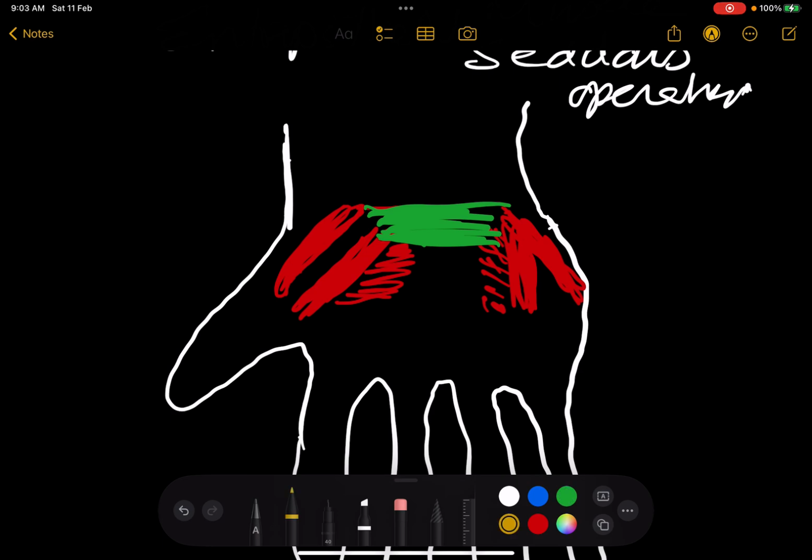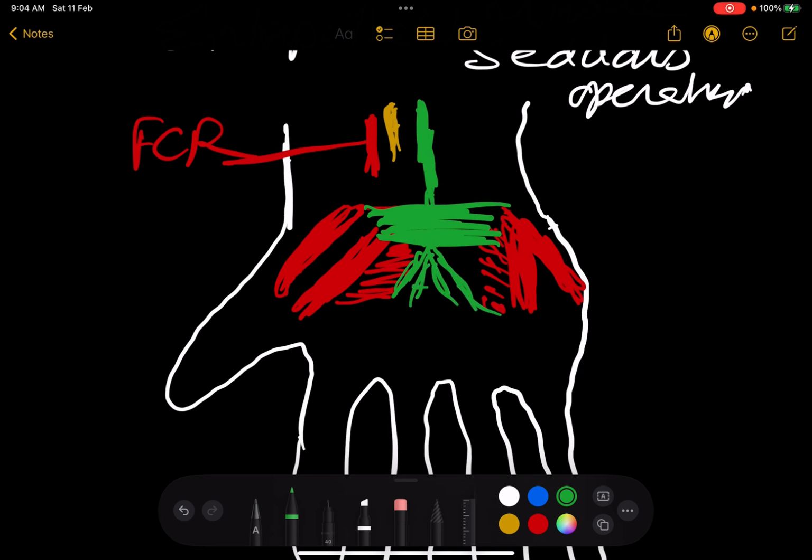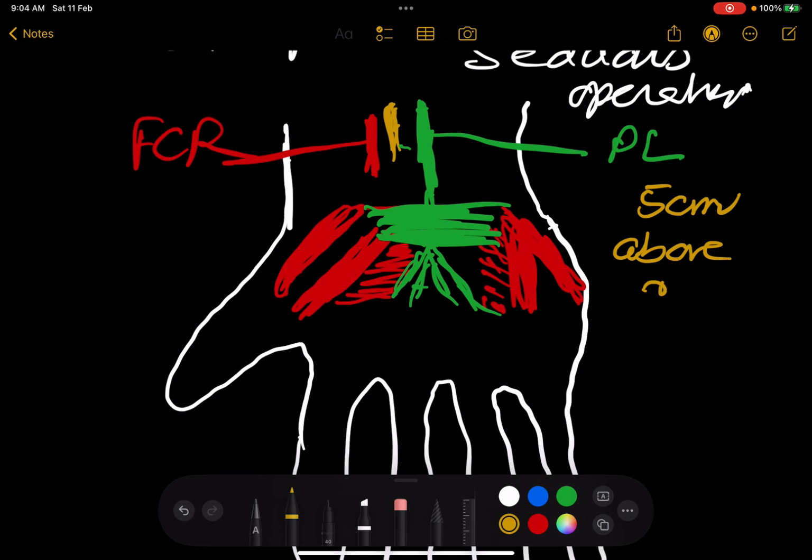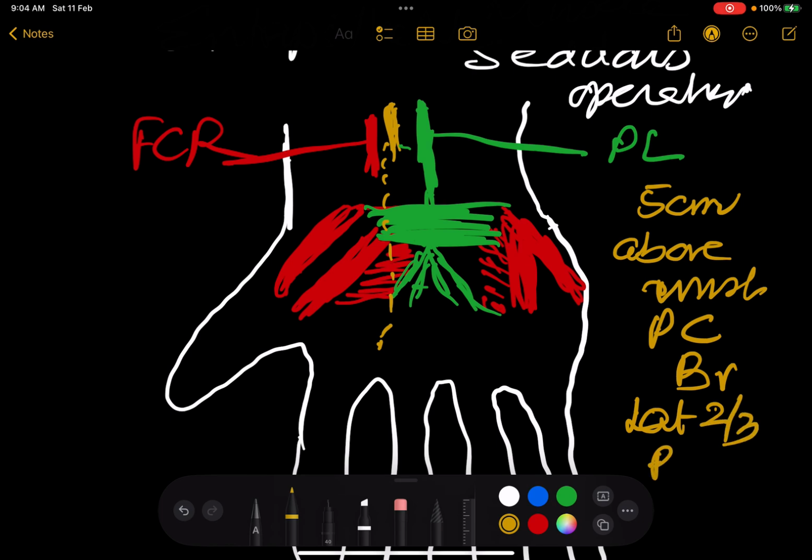So this nerve is coming here. On this side you have the flexor carpi radialis, and on this side you have the palmaris longus tendon, which will become the palmar aponeurosis. So here is the palmaris longus. So the nerve is coming here. So 5 centimeters above the wrist, it gives a palmar carpal branch, which supplies the lateral 2/3 of palm skin. So this is the palmar carpal branch.